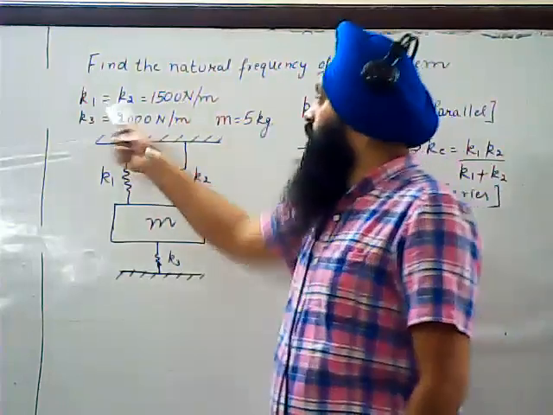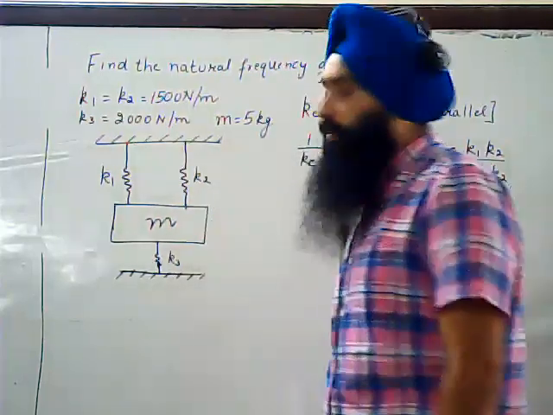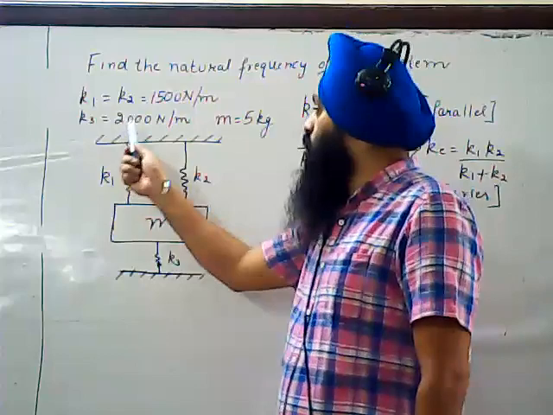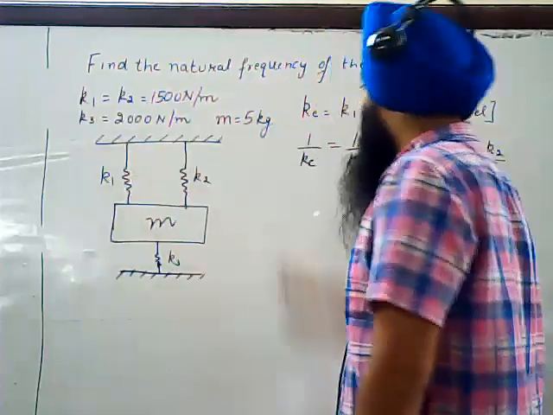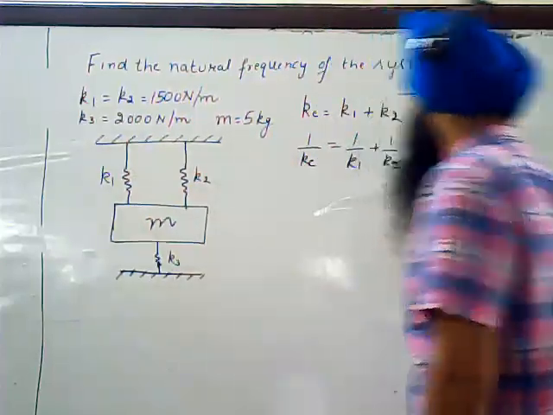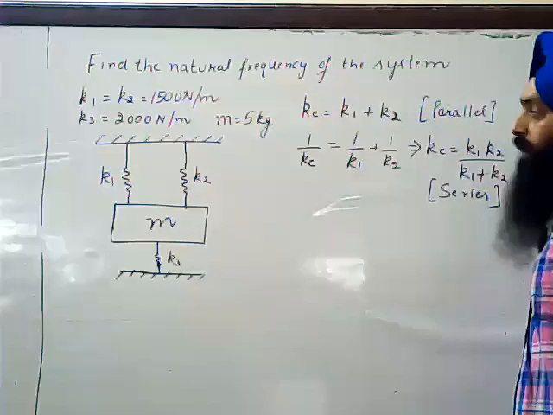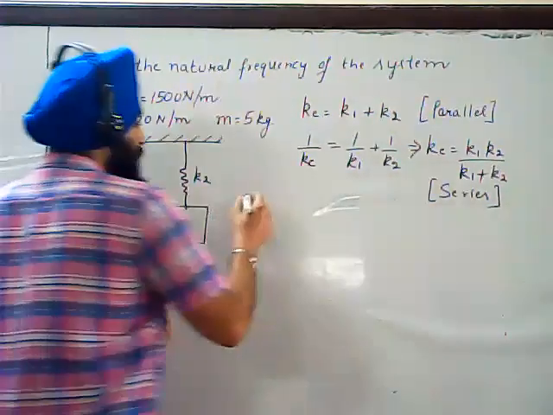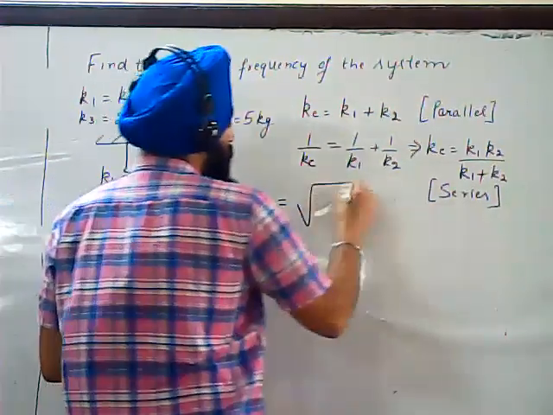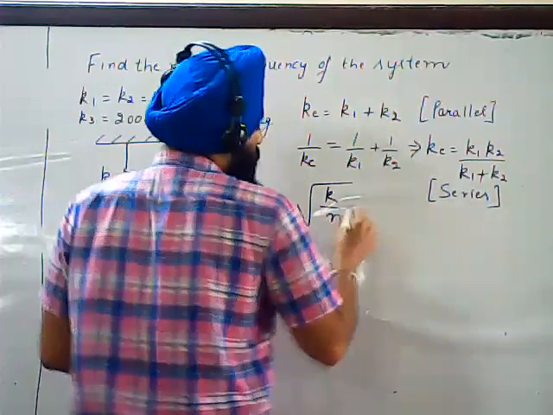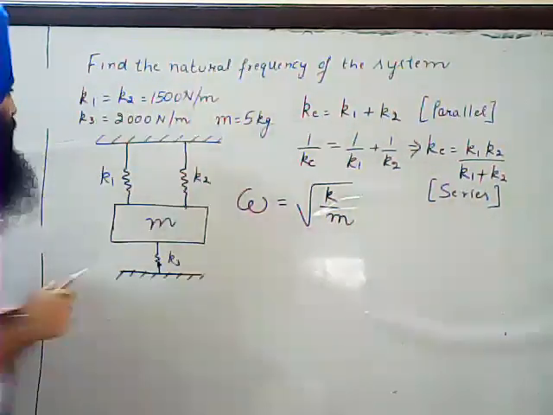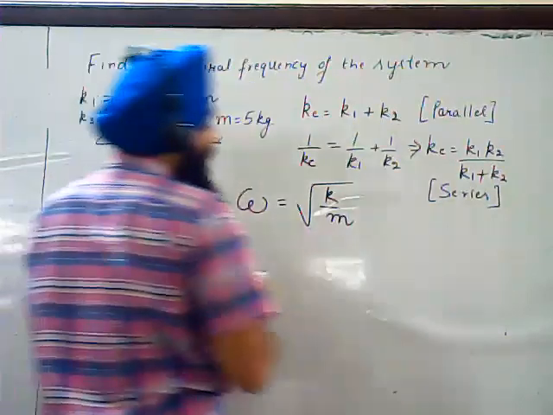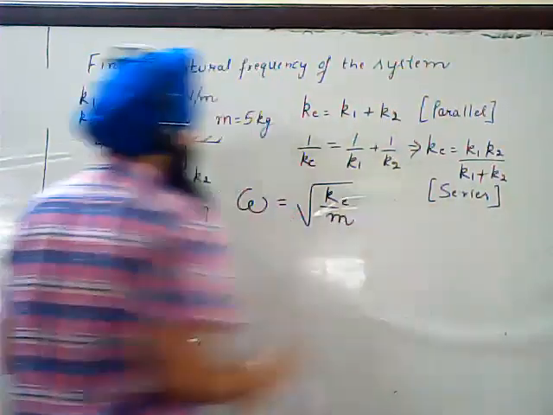The value of K1 and K2 is 1500 Newton per meter, and the value of K3 is 2000 Newton per meter, and the value of mass is 5 kg. So we have to find the natural frequency of the system. We know that natural frequency is given by the relation omega is equal to under root k upon m. So the value of mass is given in the numerical. First of all, we have to find the value of equivalent stiffness.